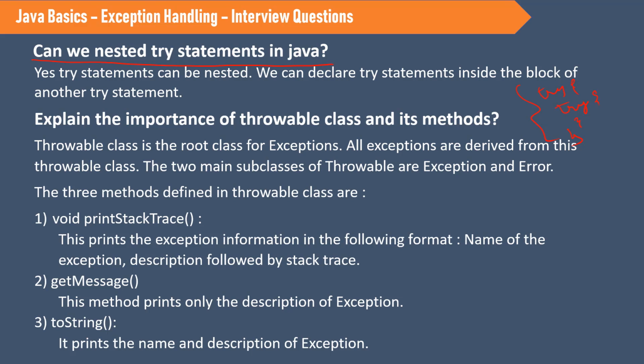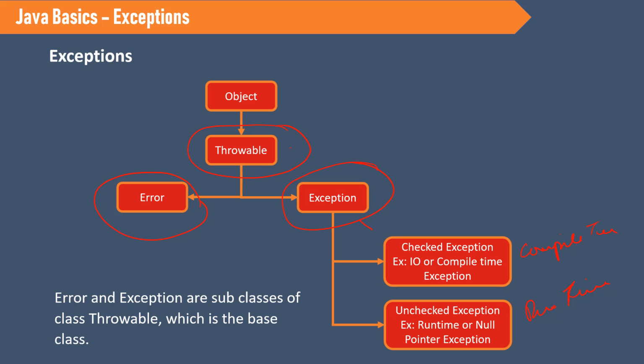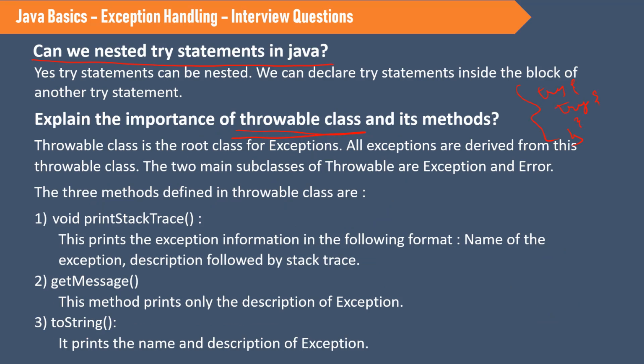Explain the importance of throwable class and its methods. If you remember this diagram, throwable class is the super class for error and exception. So the question is about the importance of throwable class and what its methods are. Throwable class is the root class for all the exceptions. All exceptions are derived from this throwable class. The two main subclasses of throwable class are exception and error. There are three main methods under this throwable class.